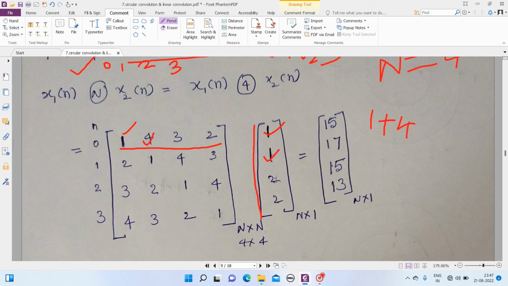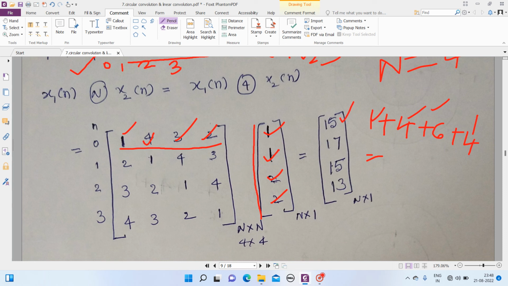Plus this 3, we have to multiply it with 2. 3 into 2, 6, plus 2 is multiplied with this 2, 2 into 2, 4. Now we have to add all these values. So 6 plus 4, 10, 10 plus 4, 14, right? 14 plus 1, 15. So you got this number.